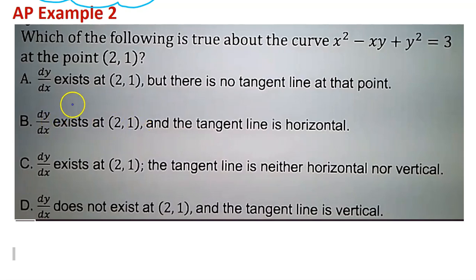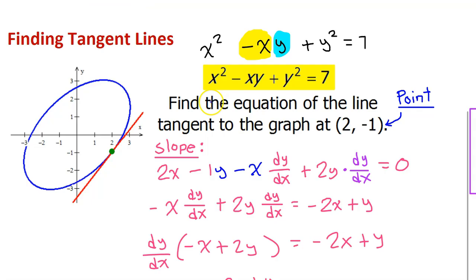Here's another problem I borrowed from the College Board. Pause the video and try to do this problem by yourself. Which of the following is true about the curve x squared minus xy plus y squared equals 3 at the point 2, 1?